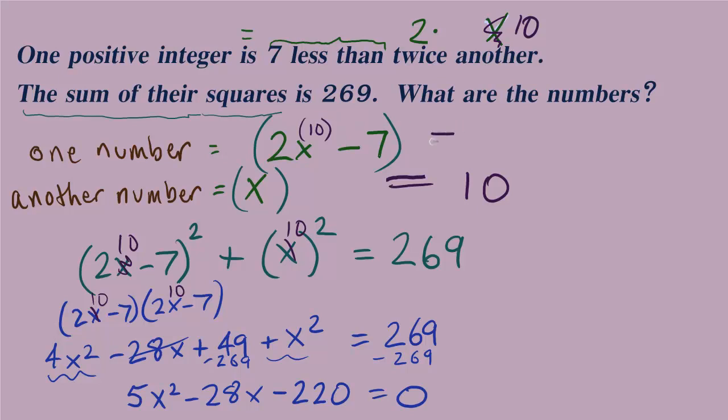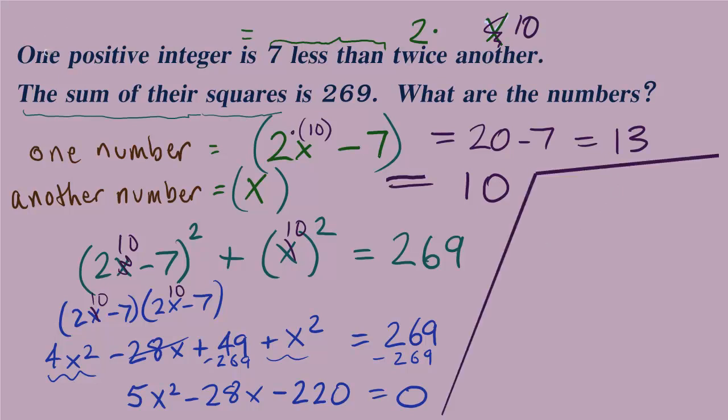Our first number, 2x minus 7, is 2 times 10 minus 7. That looks like 20 minus 7 equals 13. Our two numbers in this problem are 10 and 13. We can even do a quick check. First sentence: one positive integer is 7 less than twice another. Well, let's take the 10. Double that would give us 20. And the other number, 13, is 7 less than twice the first number. So that first sentence checks out.